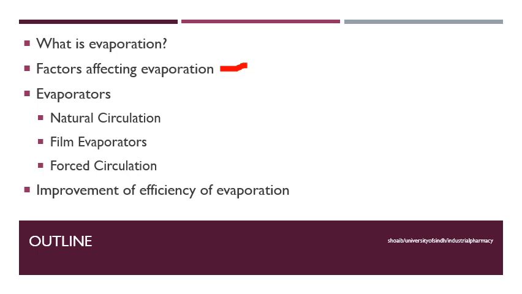Number one are the natural circulation evaporators, which of course use the natural circulation. The others are the film evaporators, and the next are the forced circulation evaporators. And finally, we will be discussing the improvement of the efficiency of the evaporation.